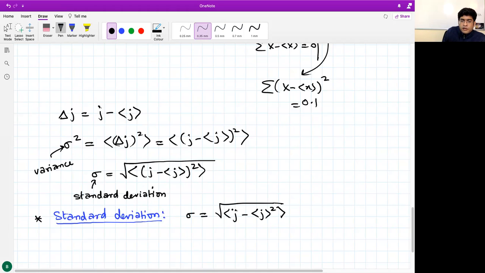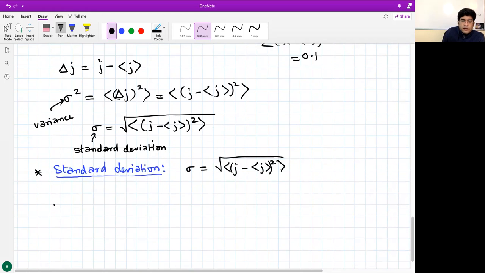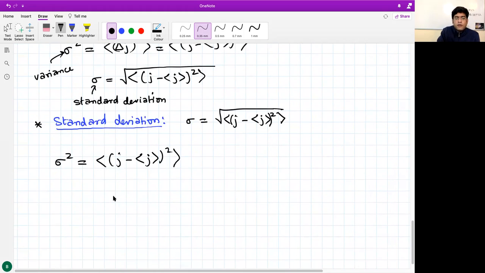All right. So this is the square root of the mean of this value. Now, how do we define this thing? How do we simplify this? This is a very interesting calculation. If you see this, we have the mean of j minus the mean, whole square. Now let's simplify this. How do we write this?